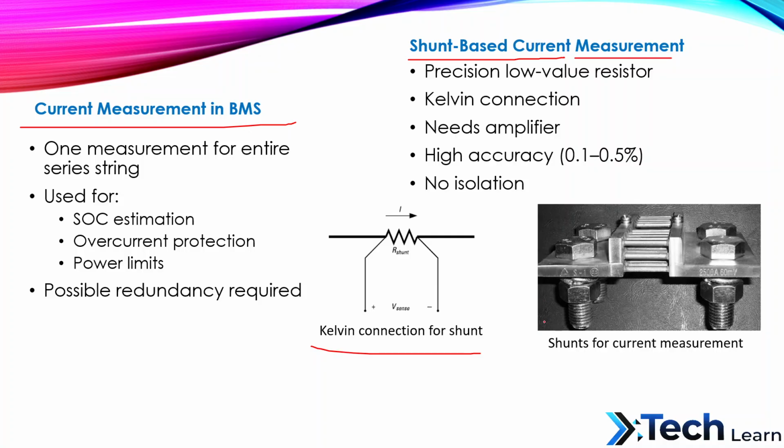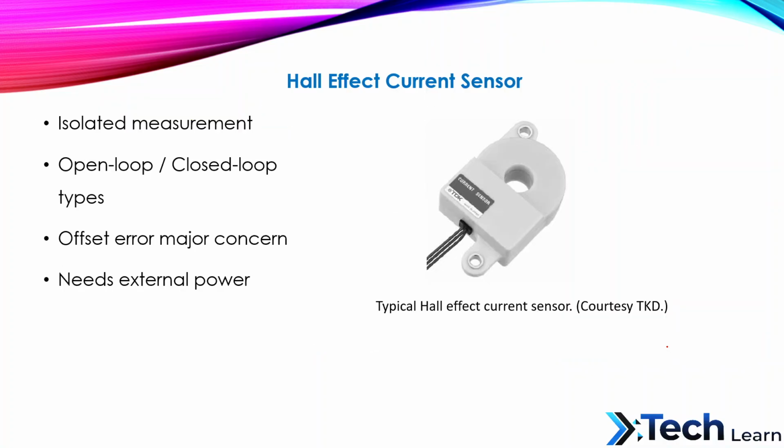accuracy. Now, the shunt for current measurement: what you are seeing in this figure are examples of current shunts. They are robust and highly accurate, typically between 0.1% and 0.5%. However, they introduce small power loss and are not electrically isolated. Now we are going to see the Hall effect current sensor.